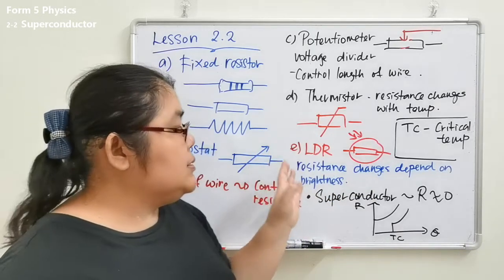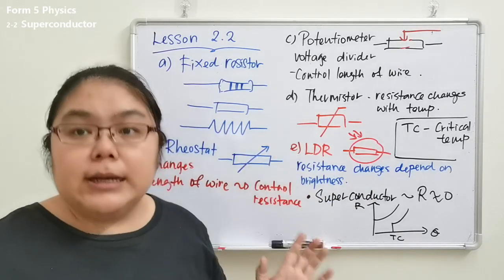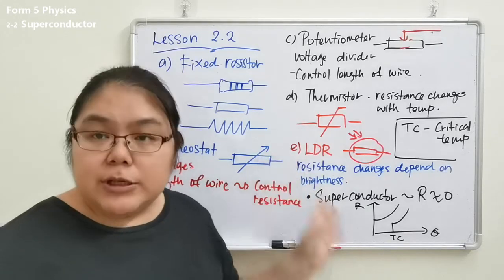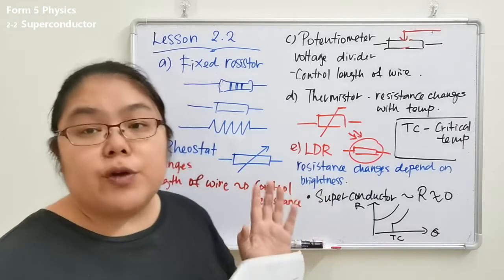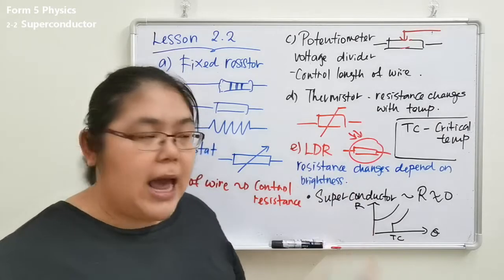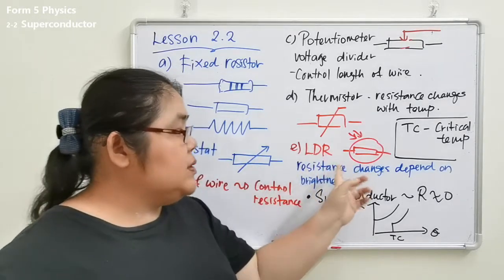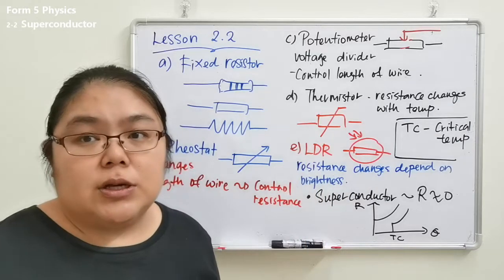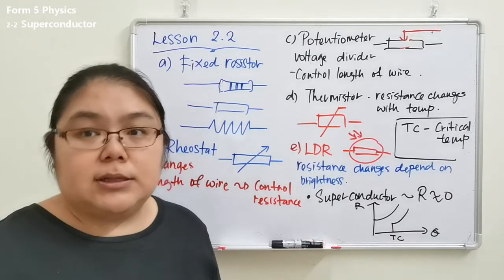So this one is a resistor that also depends on, sorry, not temperature, it depends on the brightness. The resistance can be changed. So when it detects light and no light, the resistance of the LDR will change. So this one is also one of the resistors.